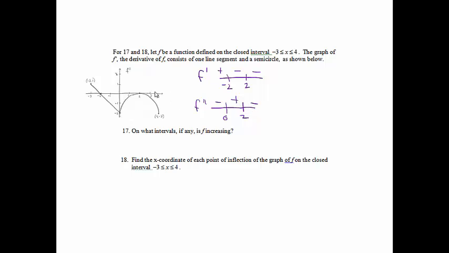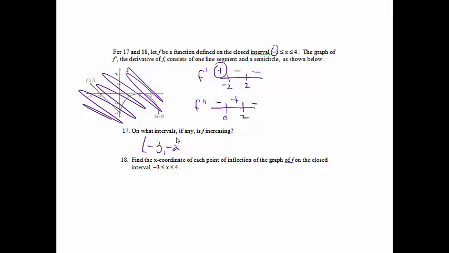So now once I've done that, we don't even have to look at the picture anymore because now we're ready to answer information. Okay, so on number 17 it says on what intervals, if any, is f increasing. We're going to look at f prime where f prime is positive, which will be right there. It's not negative infinity to -2. We have to look where the interval starts, was at -3. So it's going to be -3 to -2, and that will be because f prime is positive.